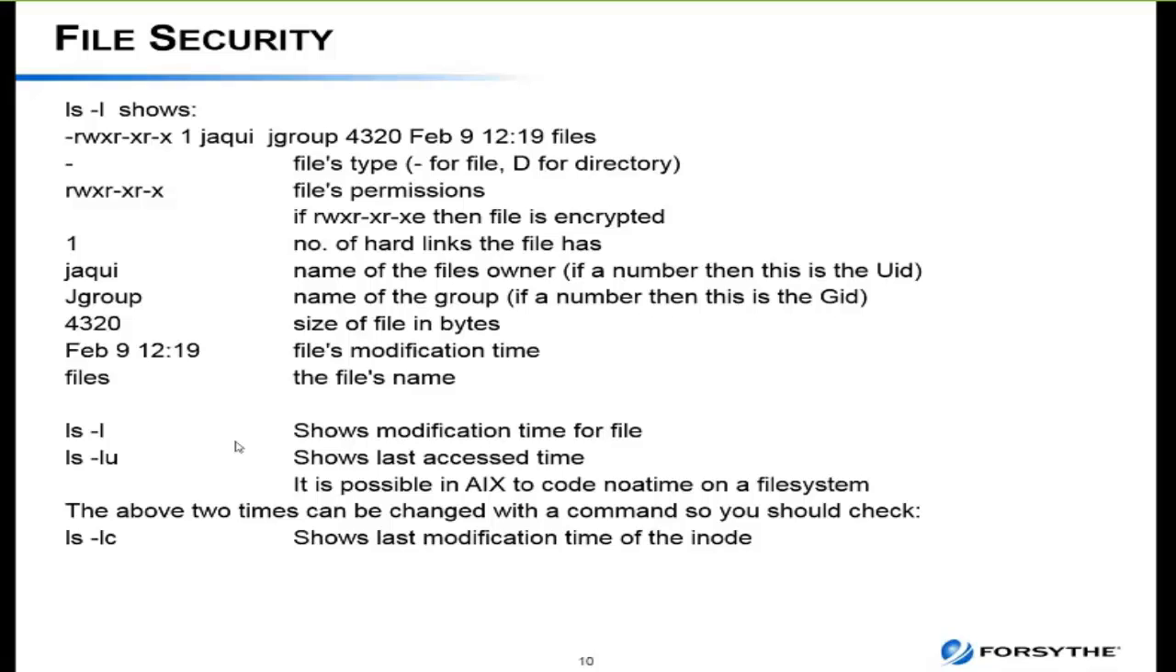So if you do an ls -l, it's going to show you the modification time for the file. That's the time it was last updated. If you do an ls -lu, it's going to show you the last time it was accessed. And the difference between those is the last time I opened the file but didn't change it.